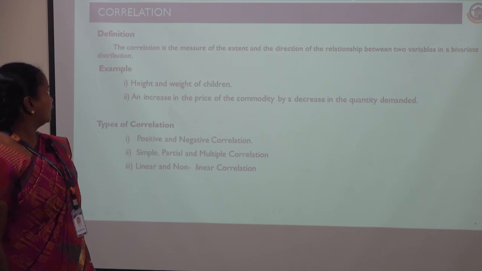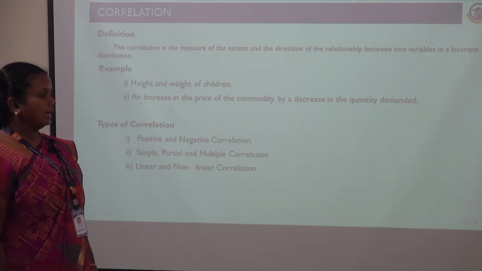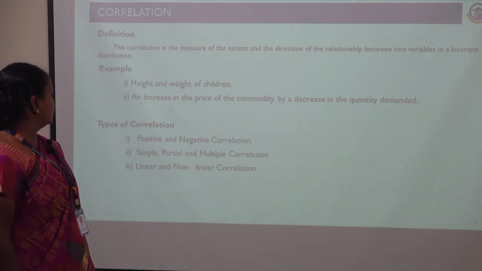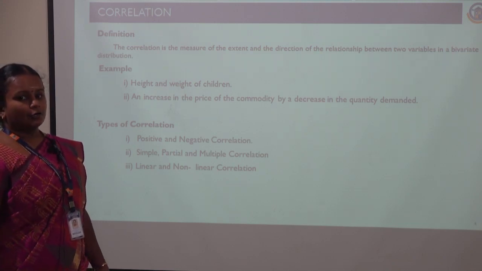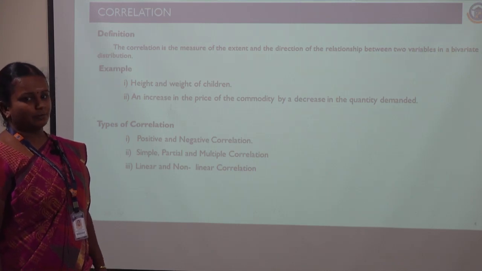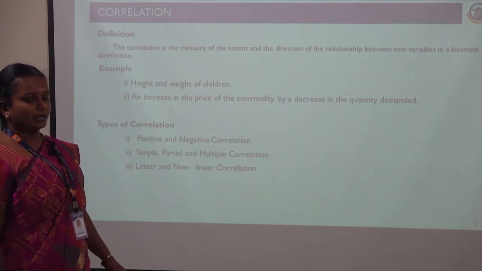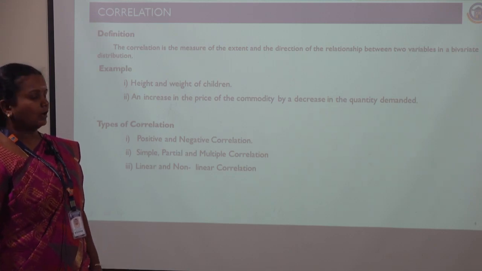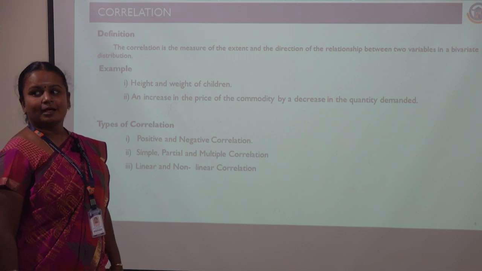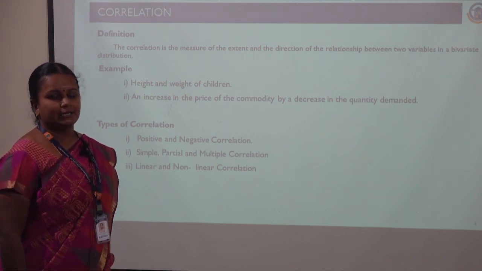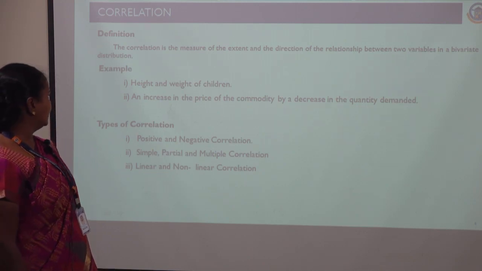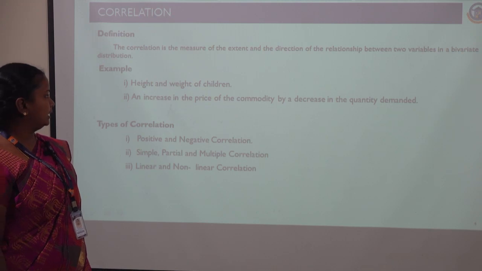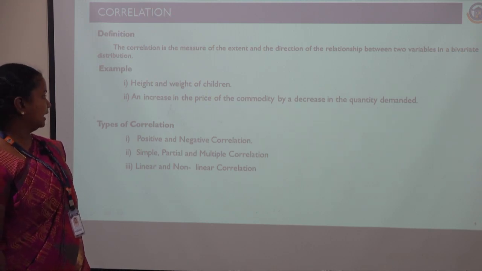Definition of correlation: correlation is the measure of the extent and the direction of the relationship between two variables in a bivariate distribution. For example, height and weight of children. If the children grow in height, automatically the weight will increase. So, height is indicated by X and weight is indicated by Y. If X increases, automatically Y also increases. For another example, an increase in the price of a commodity leads to a decrease in the quantity demanded.